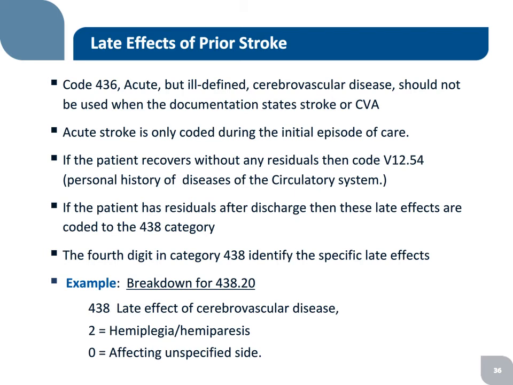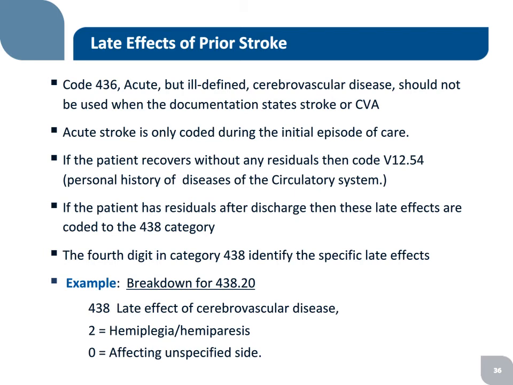or the late effect. Now, a common one we see is right-sided or left-sided weakness, right? There is no code listing for that. So what you would do to code that is you code 43889, other specified late effect of stroke, 43889, and that could be any other late effect of stroke that's not one of the ones listed.